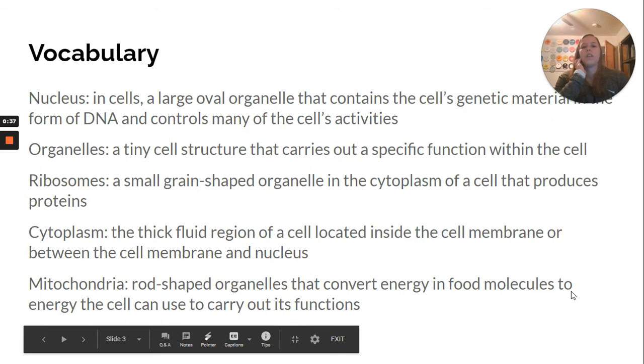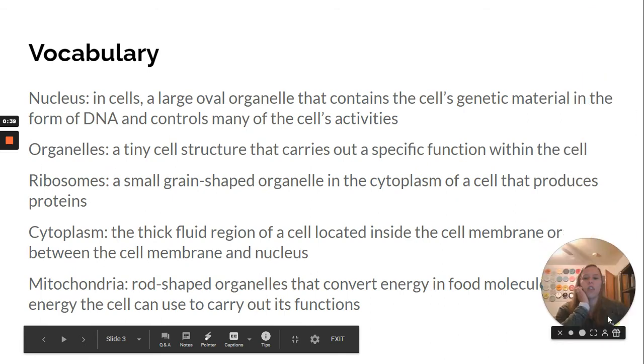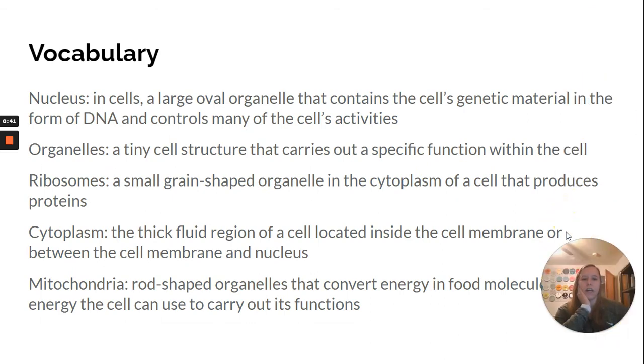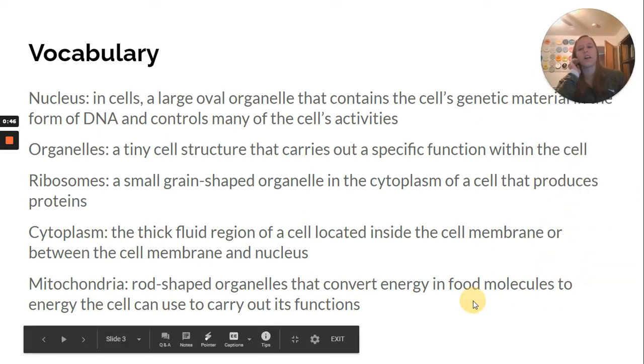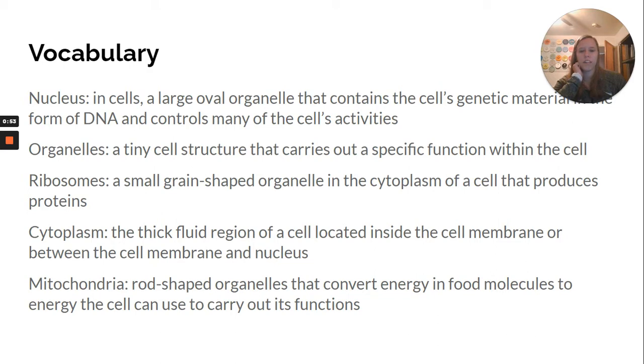Nucleus, in cells, a large oval organelle that contains the cell's genetic material in the form of DNA and controls many of the cell's activities. Organelles are tiny cell structures that carry out a specific function within the cell. Ribosomes are small grain-shaped organelles in the cytoplasm of a cell that produce proteins. Cytoplasm is the thick fluid region of a cell located inside the cell membrane or between the cell membrane and nucleus. Mitochondria are rod-shaped organelles that convert energy in food molecules to energy the cell can use to carry out its functions.